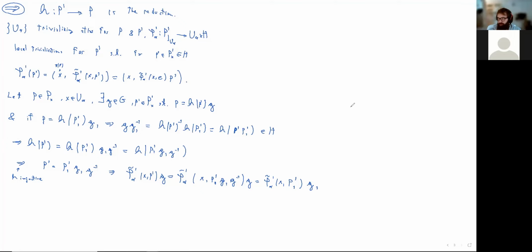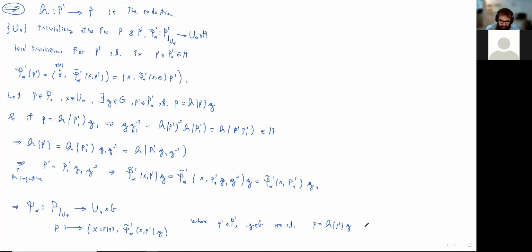So why did I do all of this? Well, this tells us that the map psi alpha from P restricted to U alpha into U alpha times G, which takes a point P and sends it to X, which is of course pi of P, and to phi alpha tilde prime X P prime G, where P prime in P prime X and G in G are such that P is H P prime times G, is well defined.